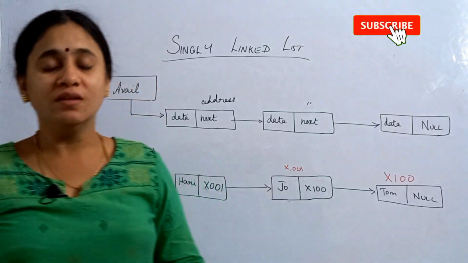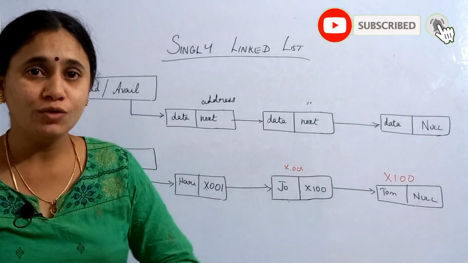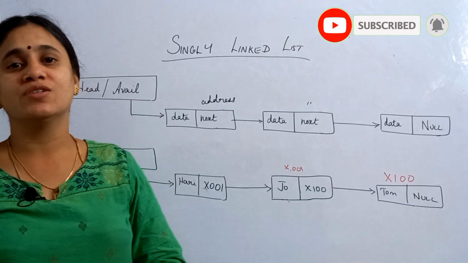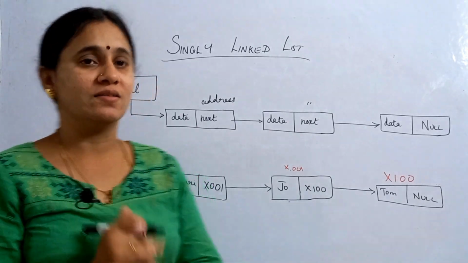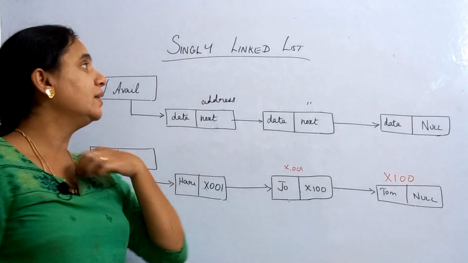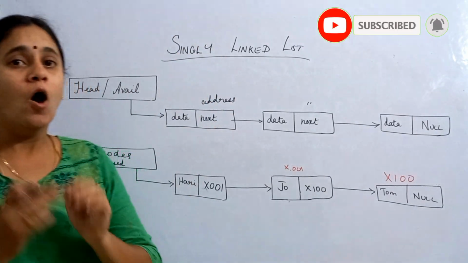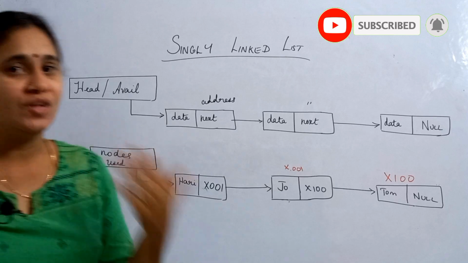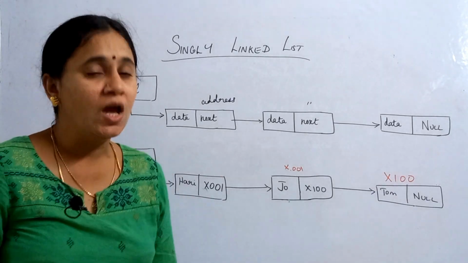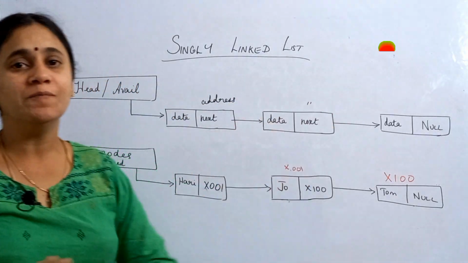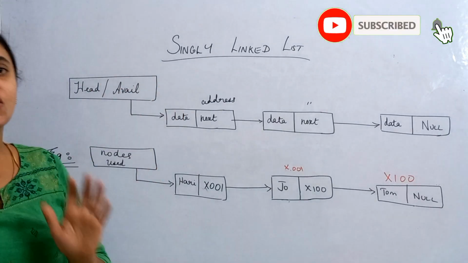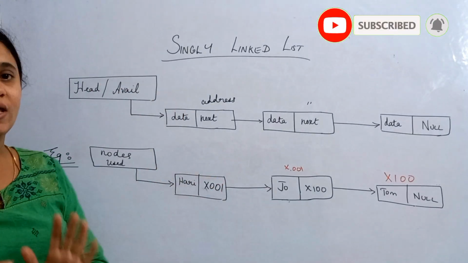So in this session, we are going to take up the discussion of one type of data structure, which is the singly linked list. By using a single linked list, how are we going to represent its data and its memory location, and how are we going to arrange the data? All these things we are going to discuss with one example.